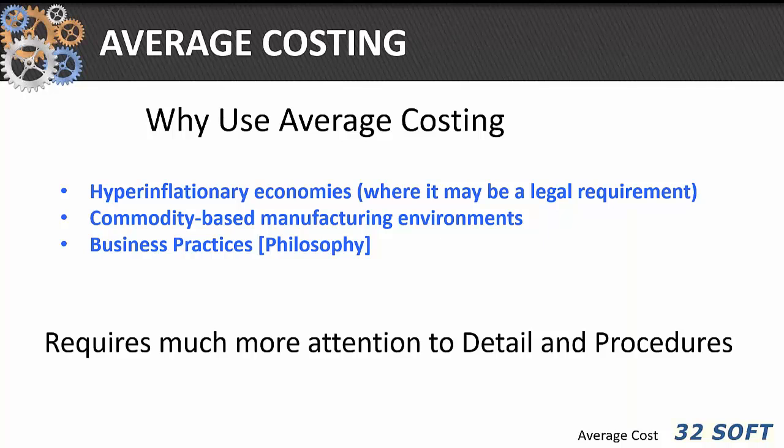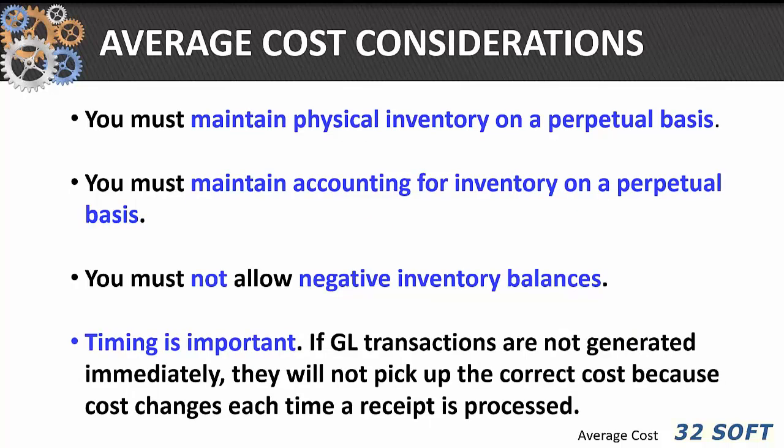The problem with average costing is that it requires much more attention to detail and procedures. It's a very procedure intensive sort of a process, because you must maintain the physical inventory. We've talked about physical inventory and cycle counting in February. And if you're going to use average costing, you really need to have a handle on that perpetual record, because accounting is going to have to measure that. So your transactions are very important, the timing of the transaction. You can't allow negative inventory balances to occur in your process, or you're going to have an inaccurate average cost statement.